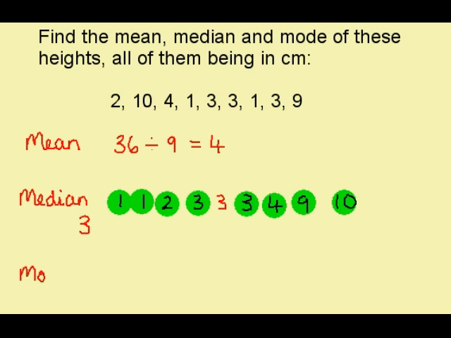For the mode, or modal average, I need to find the most common number. If I look at the list of numbers, I can see that the most common is 3, so the mode is 3. Sometimes in a question, you might be asked to find the range. This is the biggest number, take away the smallest number. If I look at my list, I can see that the biggest number is 10 and the smallest number is 1. So the range is 9.